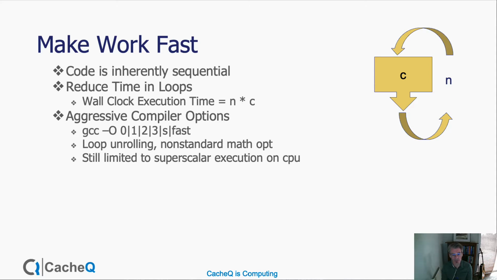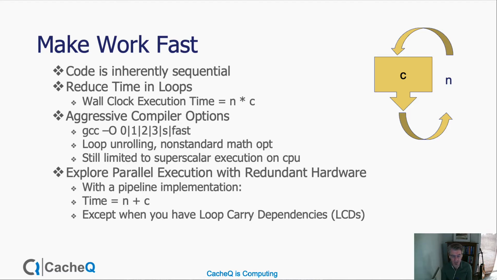If you want to run faster, generally speaking, you're going to be turning on aggressive compiler optimizations such as the GCC -O flag. The default is 0. You can turn this parameter up to 1, 2, 3 or fast, and it enables more advanced optimizations such as loop unrolling, even to the point of turning on some non-standard math optimizations. And it's up to the developer to ensure that their code is still functioning correctly. But it's still limited to superscalar execution on a CPU, even a high-frequency CPU.